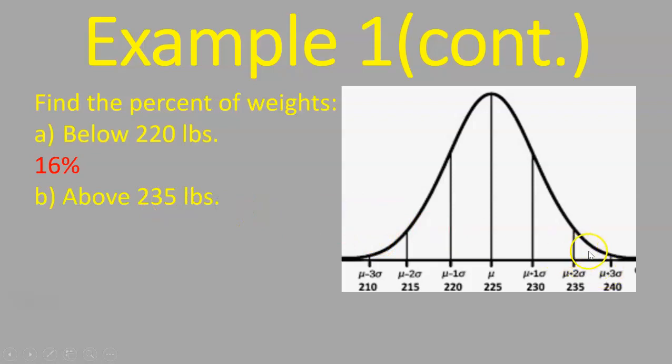That's roughly 1/6 of the curve is to the left of 220. Above 235, again, I'll remind you, this is 2.35. Remember, it's symmetrical, and this is 0.15. If you add those two up, you get 2.5%.